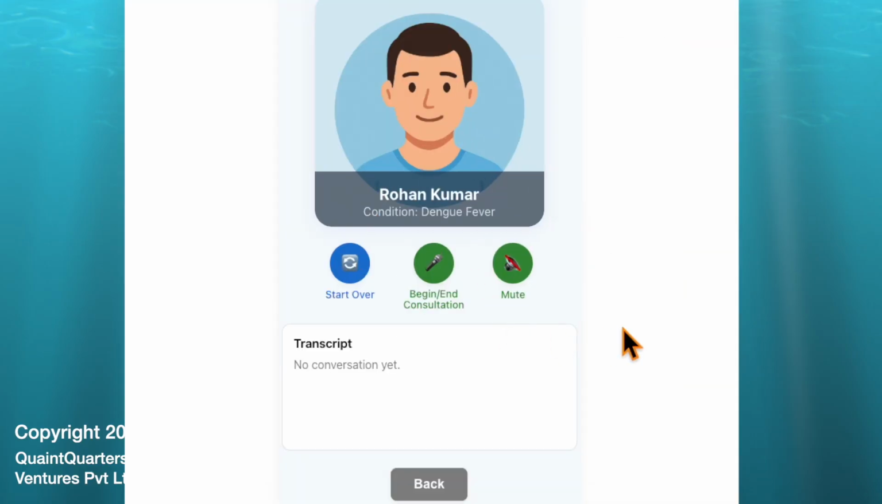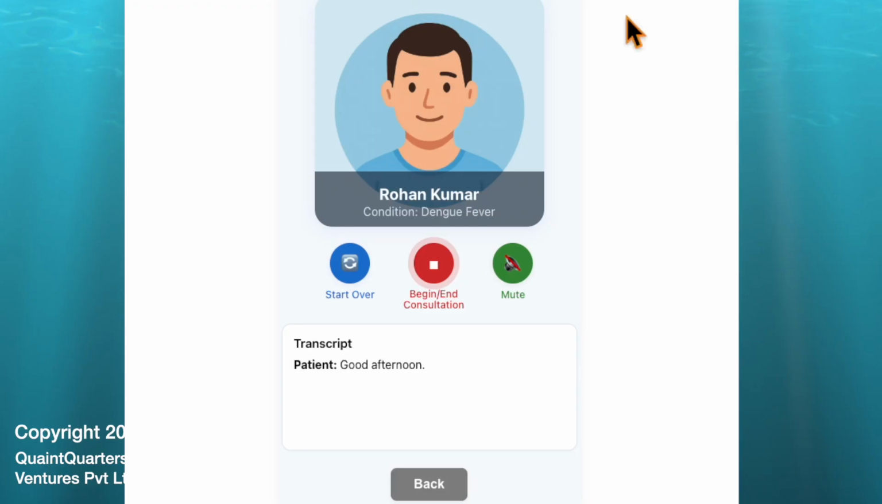When we click start, this kind of interface opens up, and here we can start or end the conversation from here. We can mute the conversation with the patient here, and the transcript of the patient will be constantly appearing here. We will be talking in audio format with the patient. So let's start.